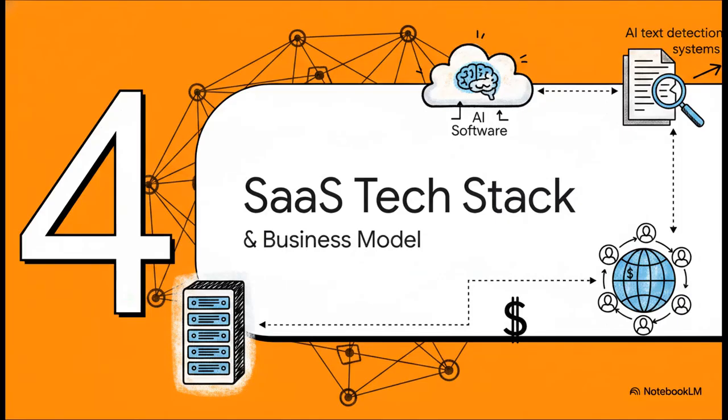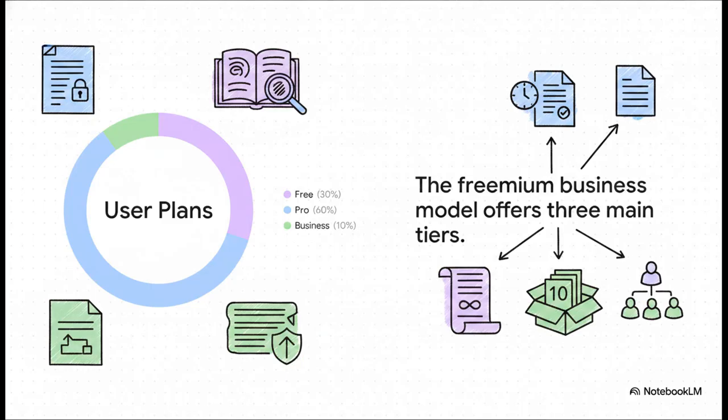Which brings us to our final part, Section 4, the SaaS tech stack and business model. Let's zoom out for a second and appreciate the sheer scale of this. Remember, this is an honors project, but AcademicHumanize operates on a full freemium business model, structured perfectly for different types of users. You've got a free tier that lets you try it out, giving you 1 scan per day, up to 500 words with a watermark download.